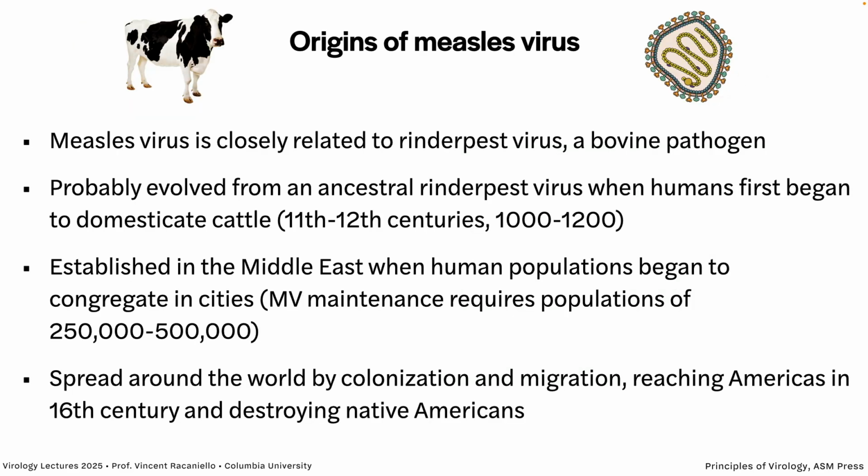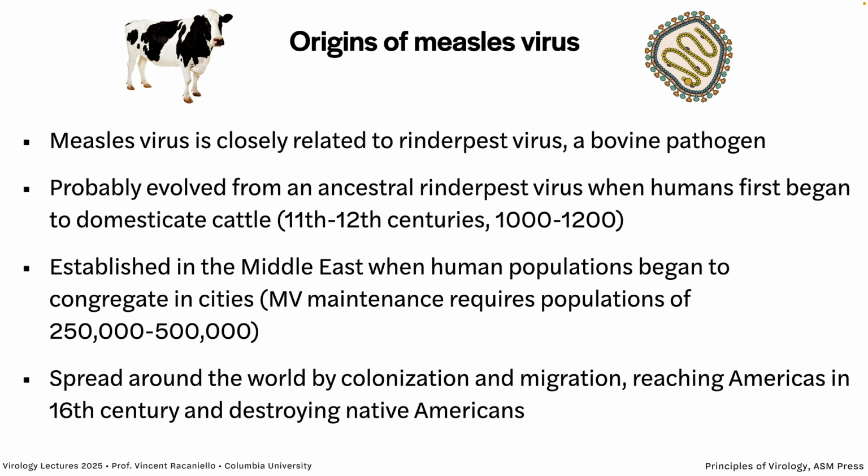How about measles virus? Did you know measles virus originated in a cow, a related virus called rinderpest virus? Rinderpest virus is a bovine pathogen, seems to be the ancestor of measles. So cows have always been infected with rinderpest virus. But you know, cows weren't always on farms.